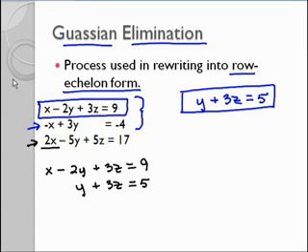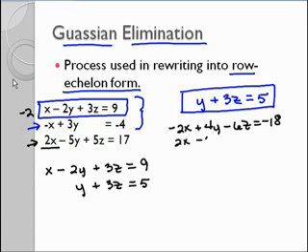Well, if I just added them right now, the x wouldn't cancel. So I'm going to multiply one of the first two equations. Let's take the first one. I'm going to multiply the first equation times a negative 2. So negative 2x plus 4y minus 6z is equal to negative 18, and I want to add it to the third equation because our goal is to get those x's to cancel.